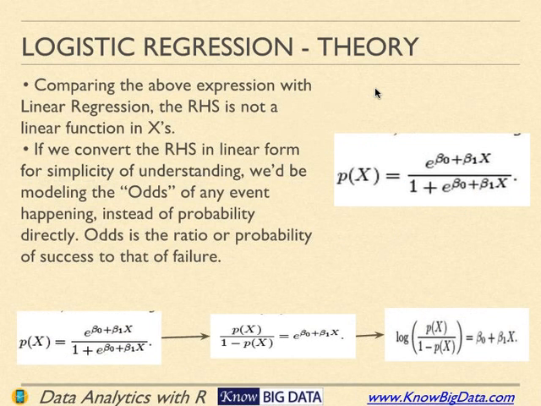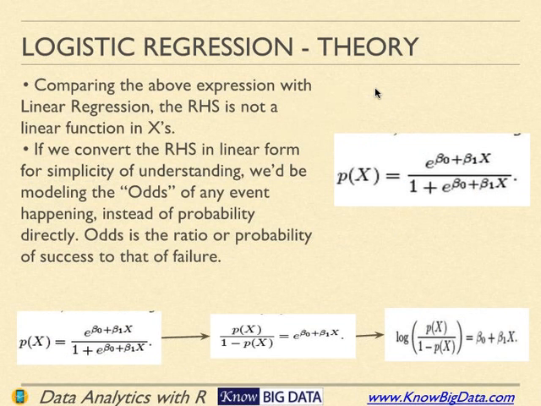e to the power beta 1. These are two constants, beta 0 and beta 1. It's a function of x. So this always gives us a value between 0 and 1. Now, if you compare it with the linear, the right hand side is not a linear function of x. So we cannot use a linear regression in these kinds of scenarios.